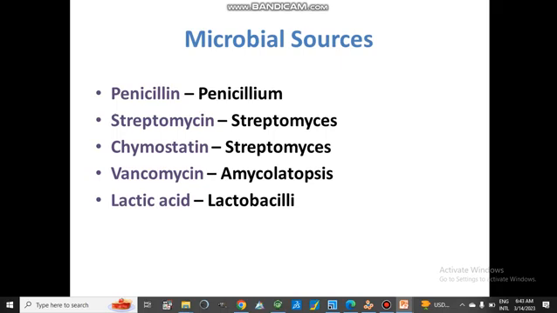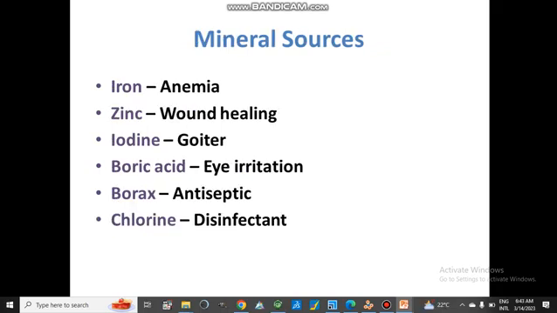Similarly, we can obtain a lot of different medicines from different microbial sources, and there are a lot of examples, but here we are only taking some examples for our understanding.